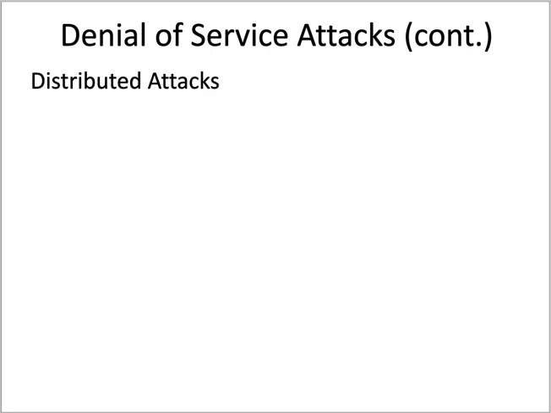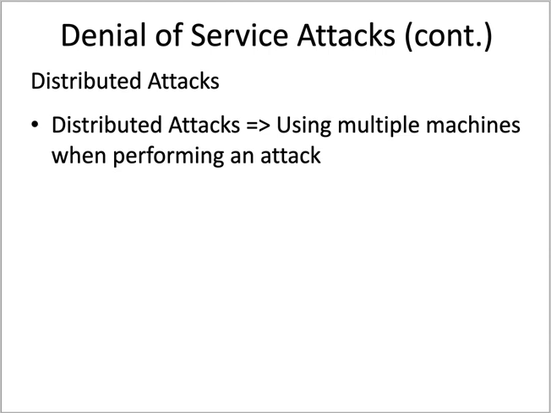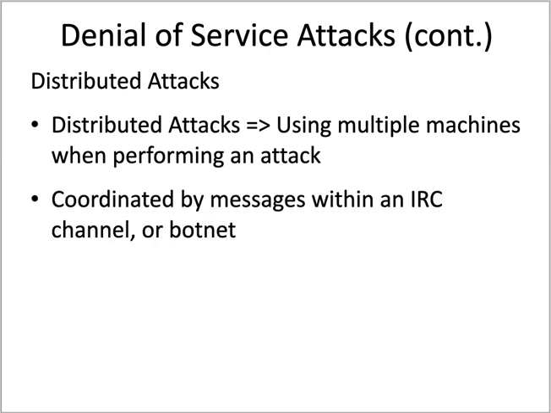A distributed attack, we've already talked about it a little bit. This is using multiple machines when performing an attack. A lot of times these attacks are coordinated by messages within a botnet or within IRC, which is Internet Relay Chat. Internet Relay Chat was one of the first direct messaging type services on the internet and has been around for many decades. But anyway, you compromise machines and you have bots sitting out there, or software that is periodically checking to see if it's supposed to be doing something.